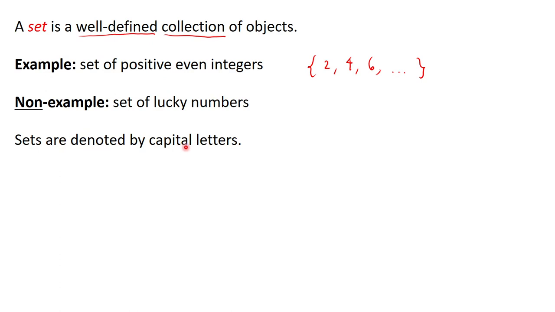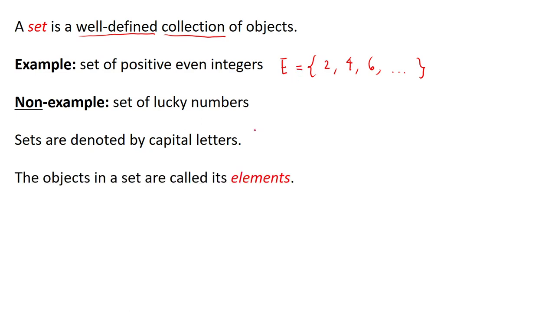Sets are usually denoted by capital letters. So for example, this set can be denoted by the letter E. Pero pwedeng kahit anong gusto ninyo. Pwedeng kahit anong letter bukod sa E. The objects in the set are called its elements. So for example, si 2, it is an element of E. 4 is also an element of E.